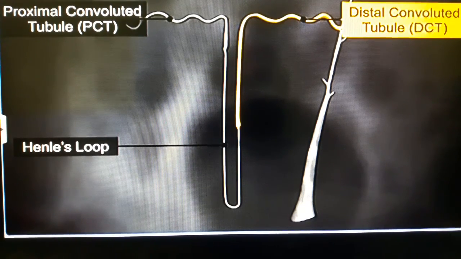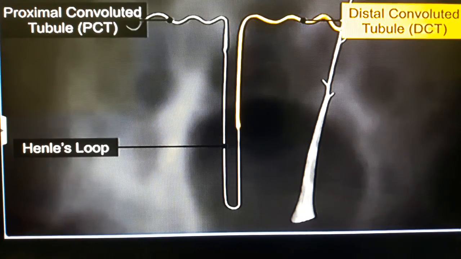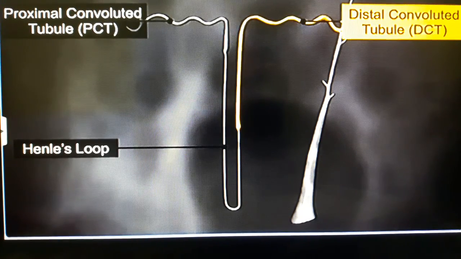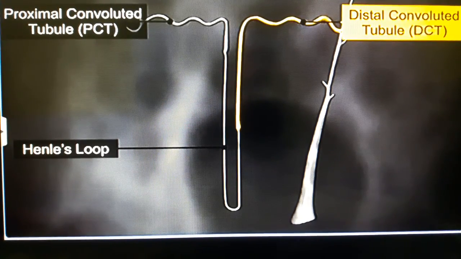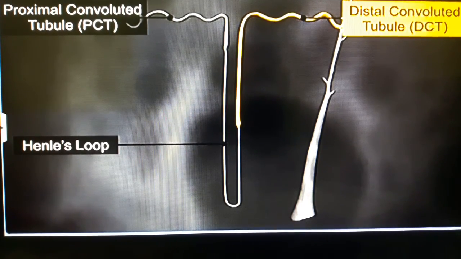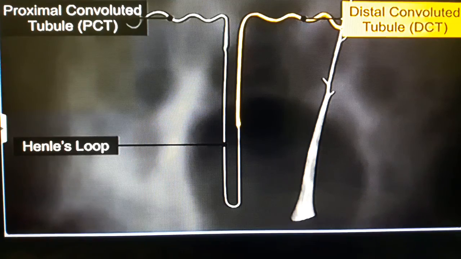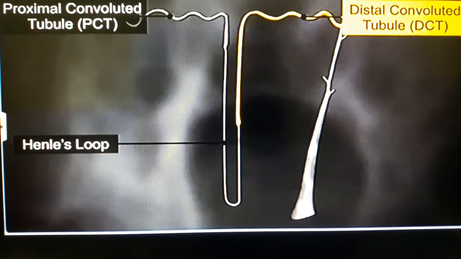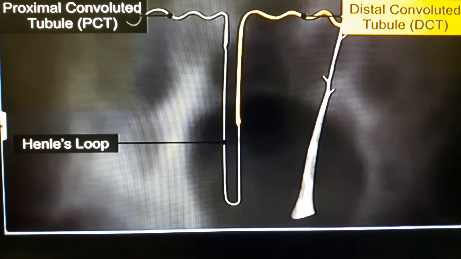If there is a fall in GFR, how are these cells activated, and how is the hormone renin released? The enzyme renin is released.